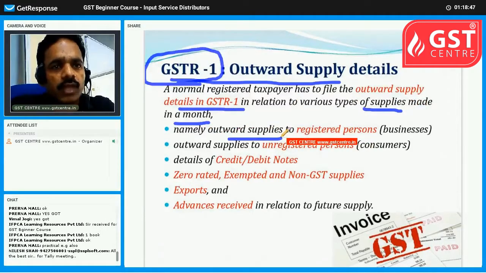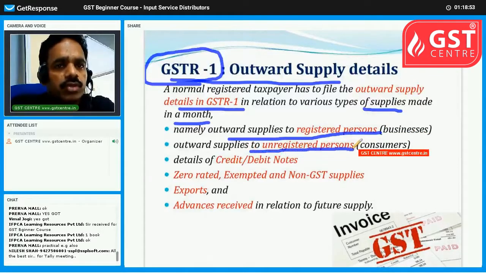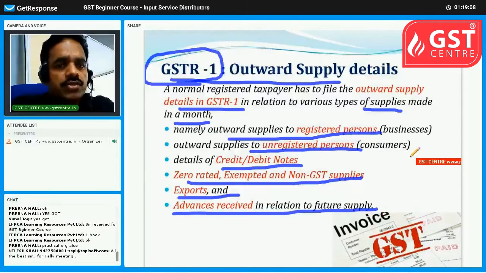And what should it include? Outward supplies to registered persons, that is, businesses. Outward supplies to unregistered persons including consumers, those who are not registered as per the GST Act. Details of credit or debit notes, zero rated, exempted and non-GST supplies, exports, and advances received in relation to future supply. All these details should be filed in the GSTR1 form.